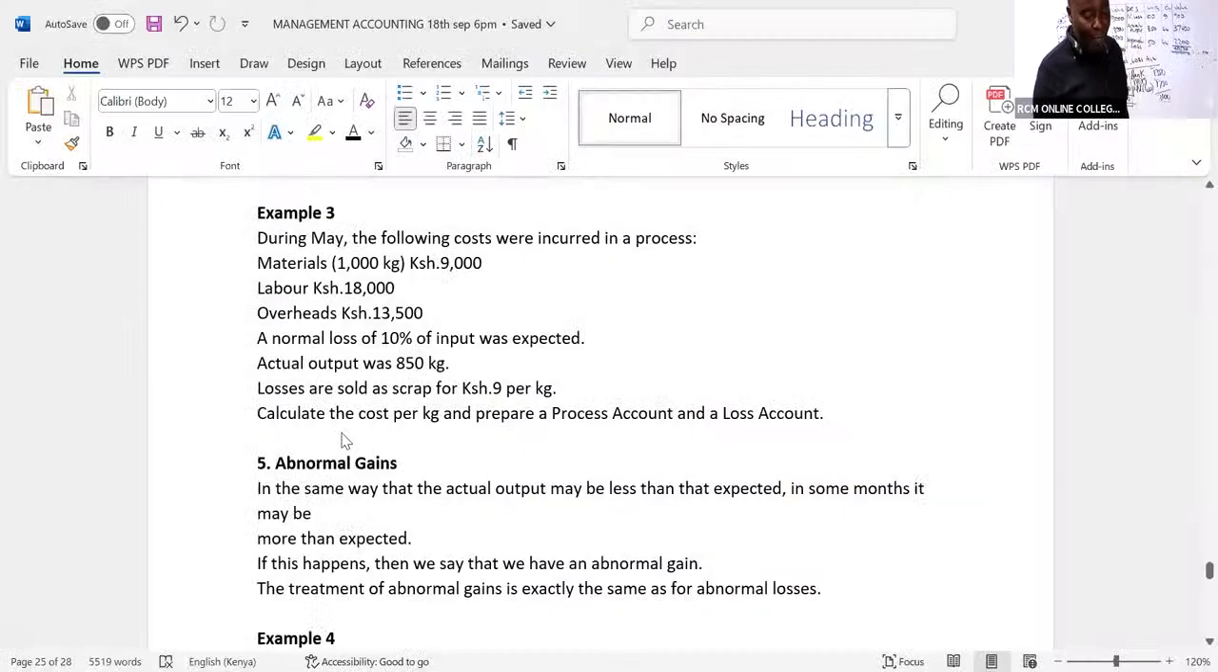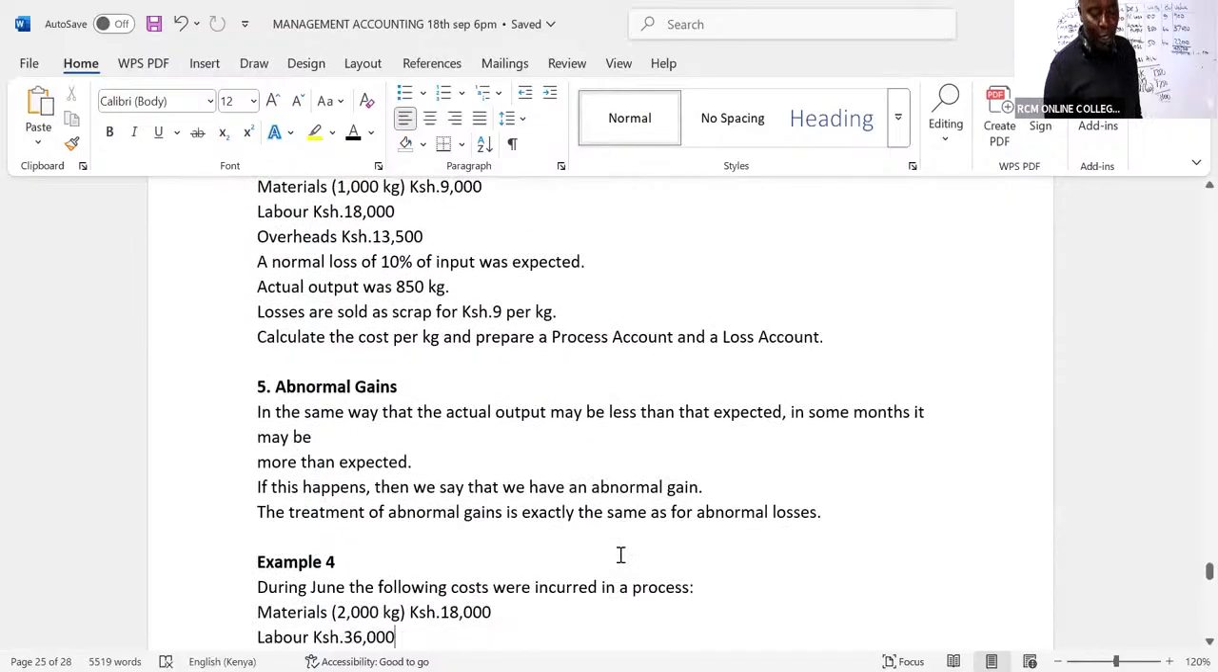So you can see number 5 here, abnormal gains. In the same way that the actual output may be less than expected, in some months it may be more than expected. If this happens, then we say that we have an abnormal gain. The treatment of abnormal gain is exactly the same as for abnormal losses.